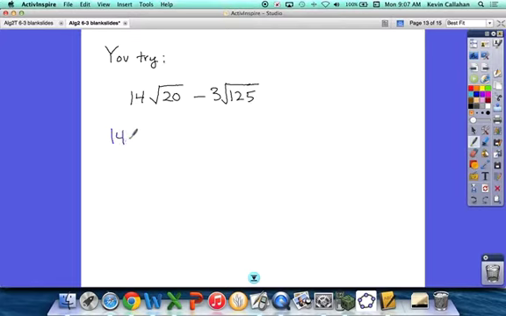What did you substitute for the square root of 20? Read all the way to the right. Come on now. The answer's right in front. What is the square root of 20? 2 times the square root of 5, right? All right, what is the square root of 125? Say again. 5 times the square root of 5.